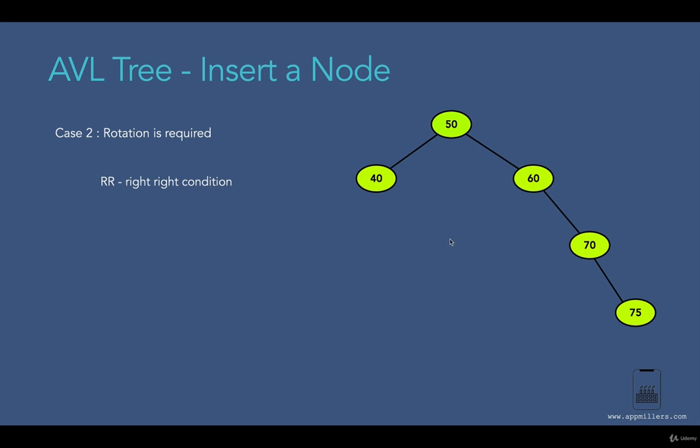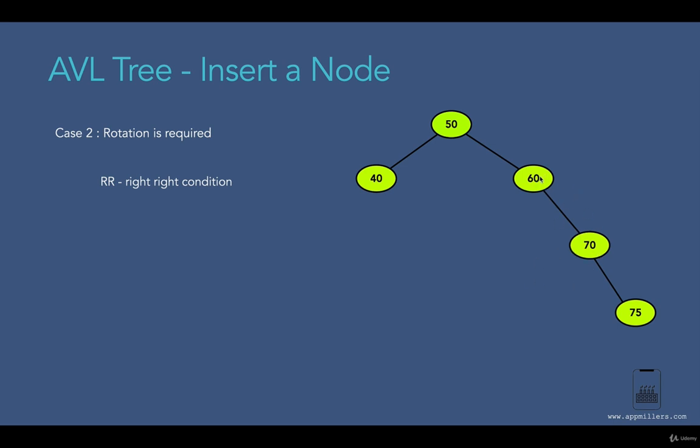Now after addition, we are going to check if any of these nodes becomes disbalanced or not. So we are going to start from the 70. We see that 70 is balanced because right subtree's height is 1 and left subtree's height is 0, and the difference between them is 1. So this is a balanced node.